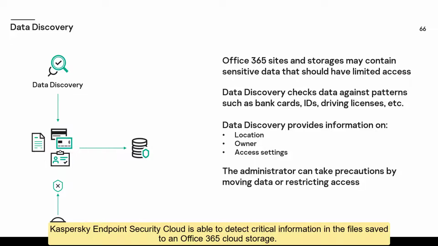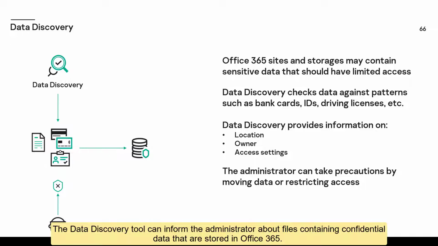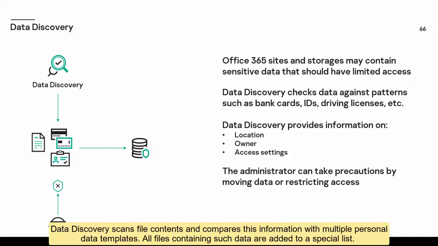Kaspersky Endpoint Security Cloud is able to detect critical information in the files saved to an Office 365 cloud storage. The data discovery tool can inform the administrator about files containing confidential data that are stored in Office 365. Data discovery scans file contents and compares this information with multiple personal data templates. All files containing such data are added to a special list.